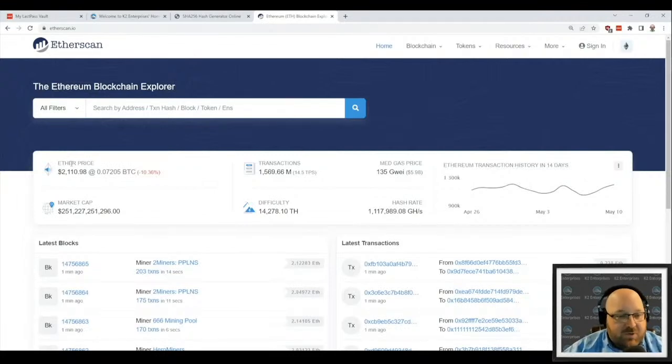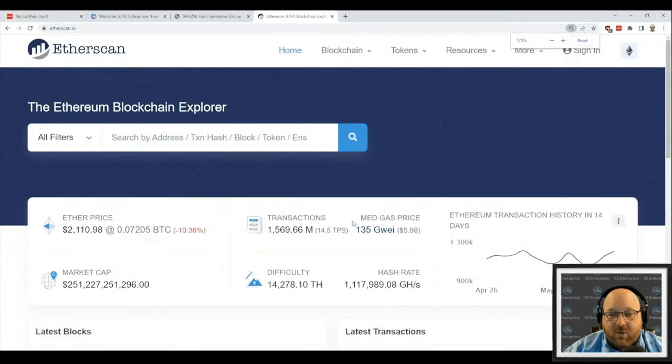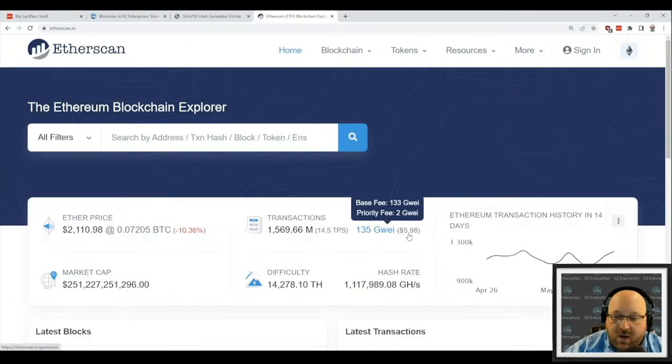So simple stuff like the price, the market capitalization, the transactions that are being processed over here. I'm going to point out real quick, see this thing over here? It says gas price. This is how much it costs to put in a transaction at the moment, and to get it processed through the system, regardless of the quantity of money you're processing. The current price is $5.98 to process a transaction through Ethereum.